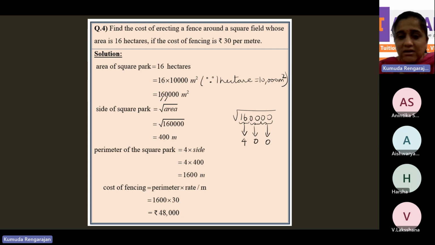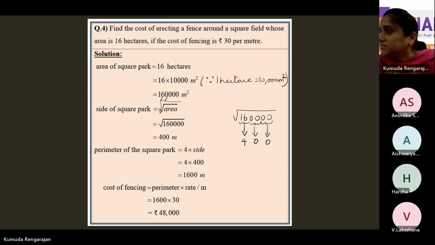So now we have the area. The square root of the area will give us the side of the square part. So the square root of 16 is 4, and from 2 zeros, 1 zero out. If a square number ends with 4 zeros, its square root will end with half the number of zeros. Supposing 25 followed by 10 zeros, the square root of that number will be 5 followed by 5 zeros.